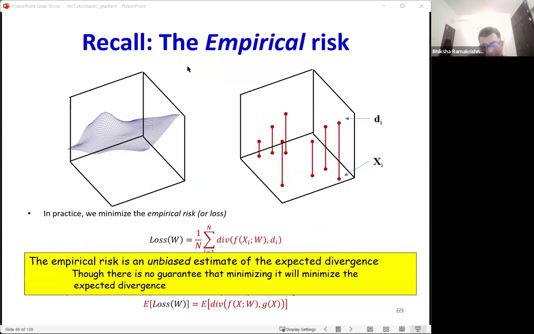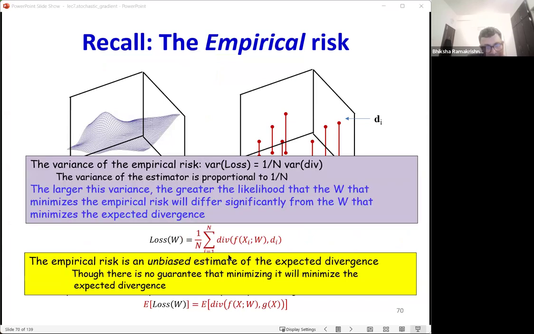Okay. So now, let's go back. What this means is that for this one, the variance of the empirical risk is 1 over n times the variance of the divergence. The variance is proportional to 1 over n. The larger the variance, the greater the likelihood that the W estimate that you get will differ significantly across different training runs. If the variance is small across training runs, you'll get a smaller estimate.